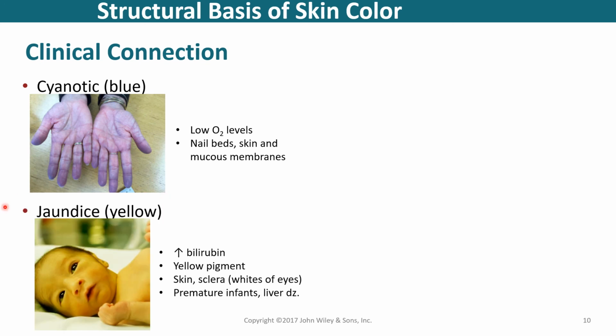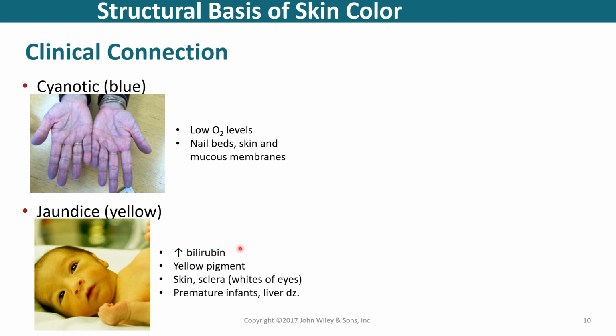We could have a yellow coloring. That yellow coloring we call jaundice. Often that's due to a pigment called bilirubin. Bilirubin is a yellow pigment. When it's in the skin, you'll actually see that bilirubin can contribute to the yellow in your urine.